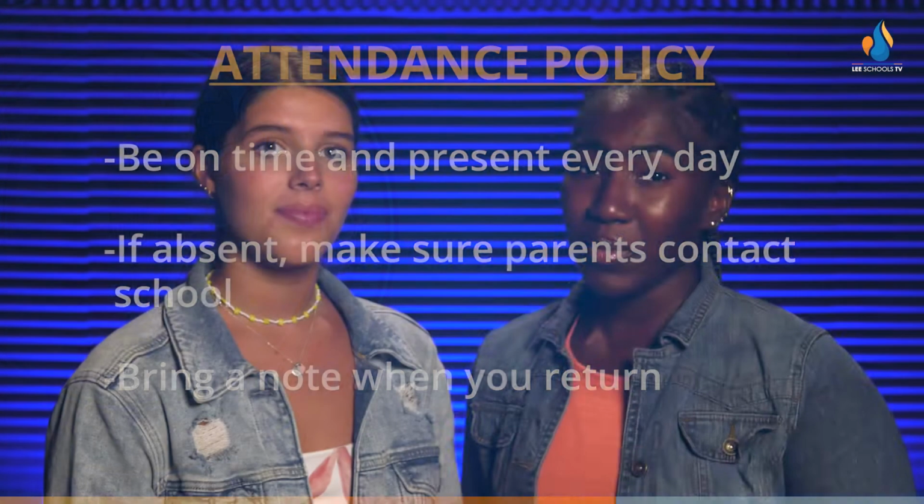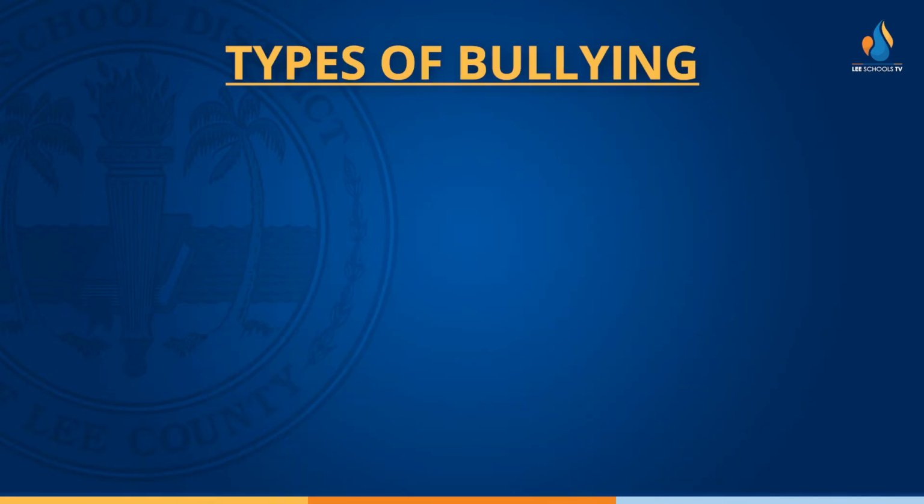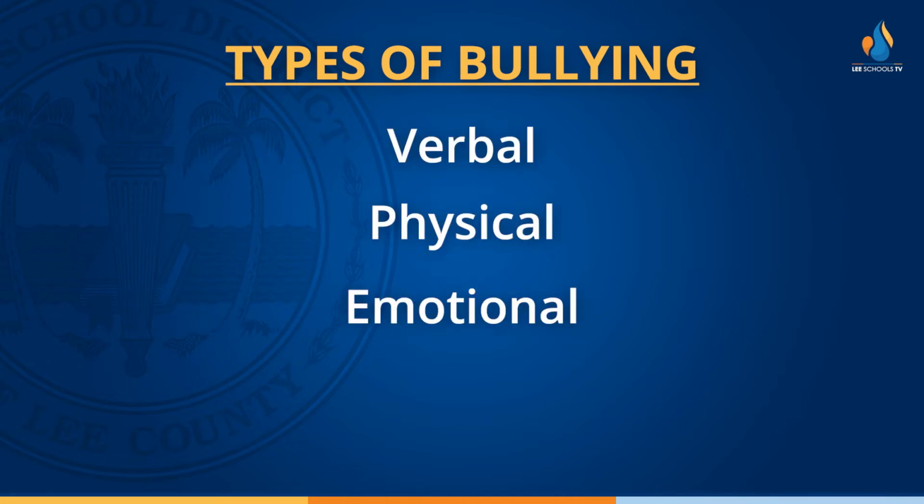Because everyone has the right to feel respected, secure, and safe while at school, the district does not tolerate bullying or harassment of any type. There are 4 major types of bullying: verbal, physical, emotional, and cyberbullying. If anyone's words or actions make you feel uncomfortable or scared, you should report it to a teacher, school counselor, or an administrator.